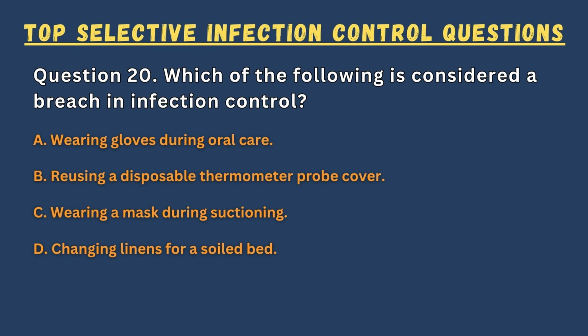Question 20. Which of the following is considered a breach in infection control? A. Wearing gloves during oral care. B. Reusing a disposable thermometer probe cover. C. Wearing a mask during suctioning. D. Changing linens for a soiled bed.